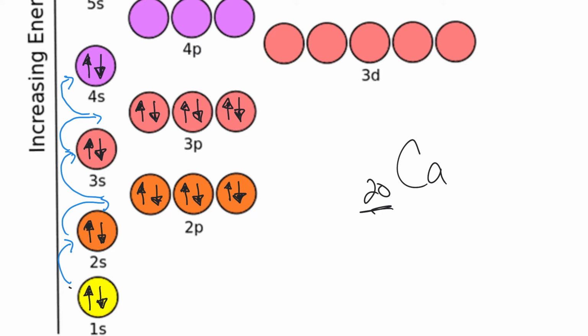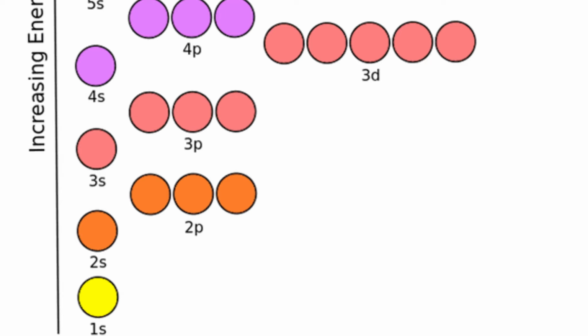And so you can see how this process works. Let's go ahead and do another example. Let's say we have silicon. You look at the periodic table, you look for the atomic number, and you see the atomic number is 14.